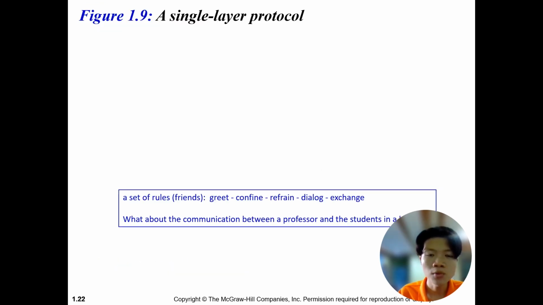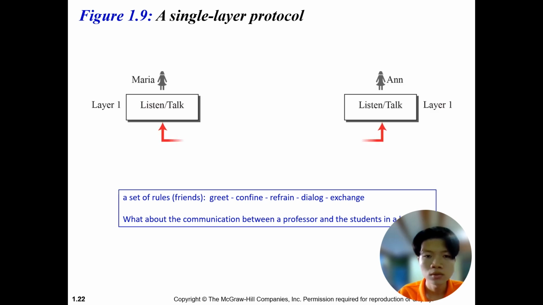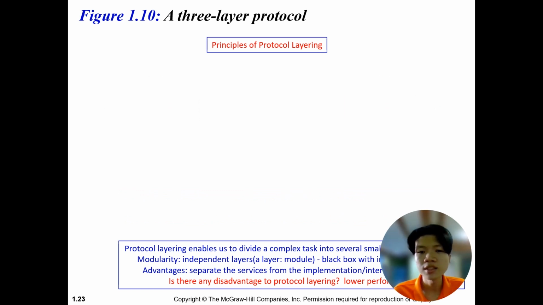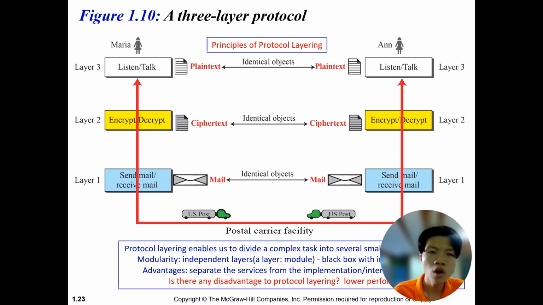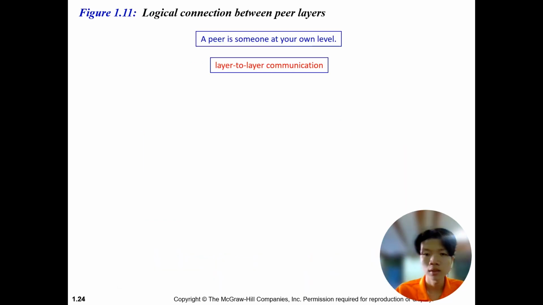Here is a single-layer protocol. Here is a three-layer protocol. Protocol layering enables us to divide a complex task into several smaller and simpler tasks. It helps us separate the services from the implementation system, but it costs lower performance. And here is a logical connection between peer layers.